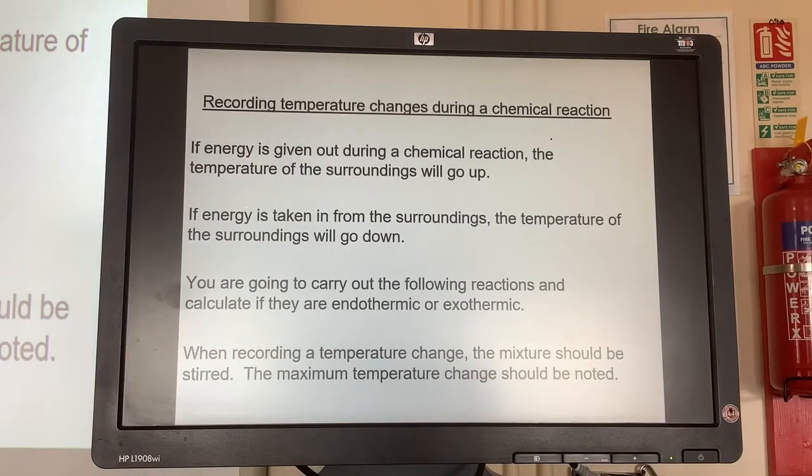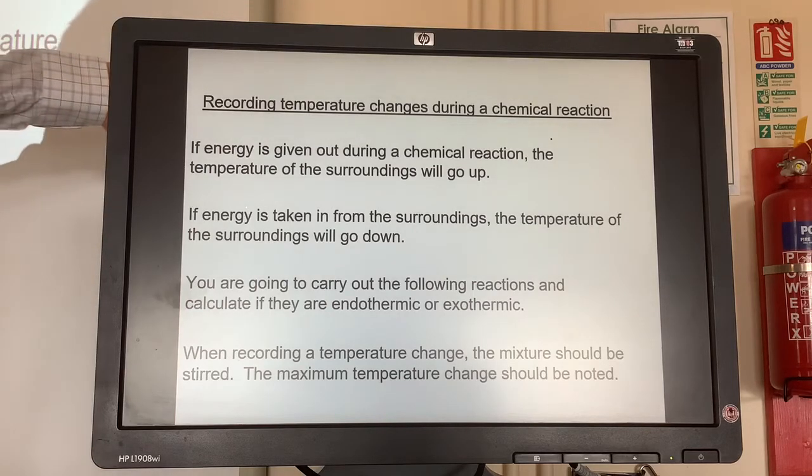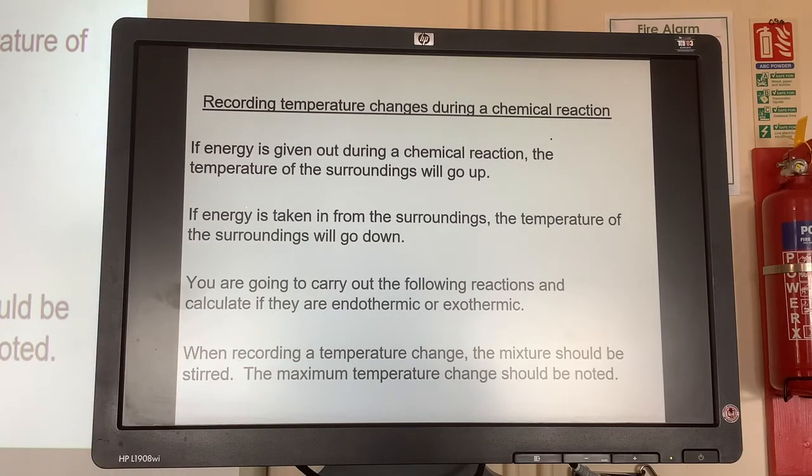Now on the next slide, we're going to look at an experiment that we can do to investigate whether reactions are endothermic or exothermic. What simply would happen is we would mix two chemicals together. How would we know if it was exothermic or endothermic? What would we measure? Well, we'd look at the temperature at the start and the temperature at the end. If the temperature went up, it's an exothermic reaction. If the temperature goes down and it's taking in energy, it's an endothermic reaction.